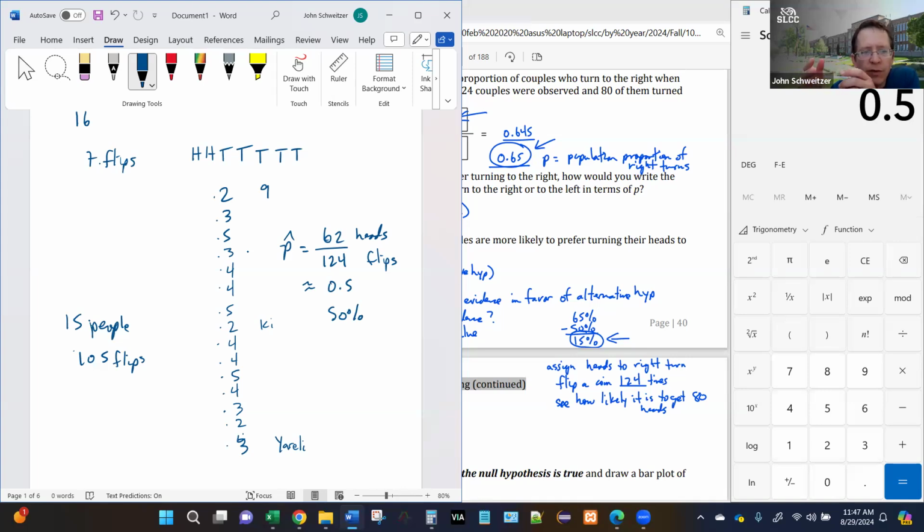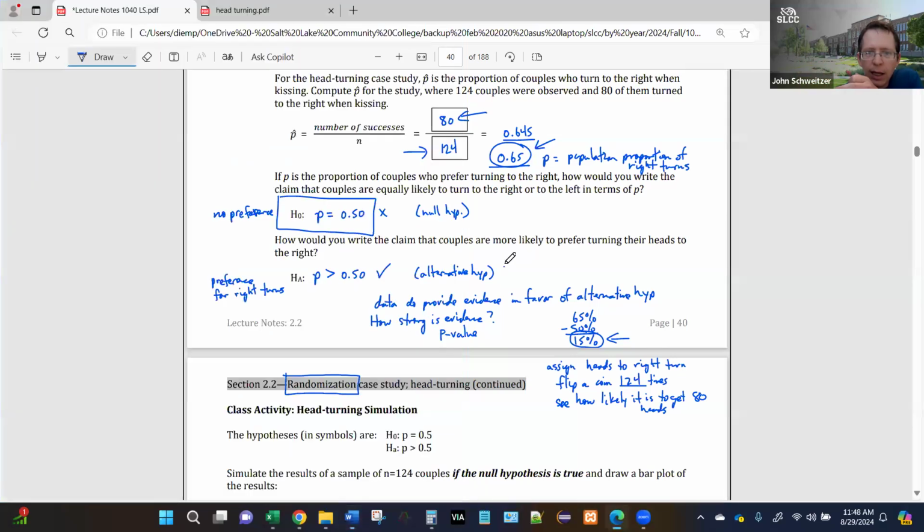So how far from 50 are we? Well, we're not far at all. We're right at 50, right? So the idea is that should give us another data point for understanding how unusual 65% is.